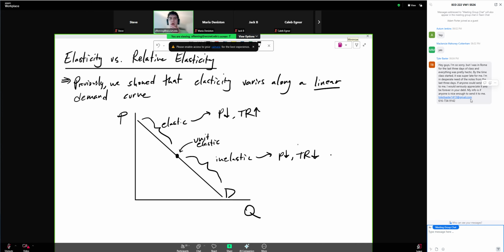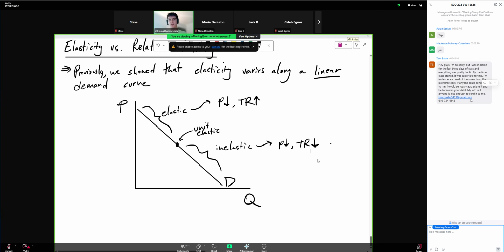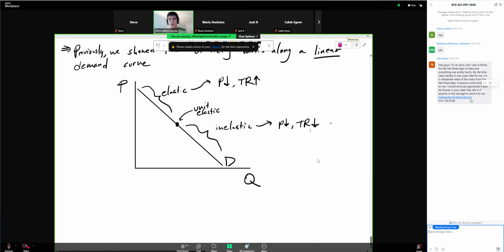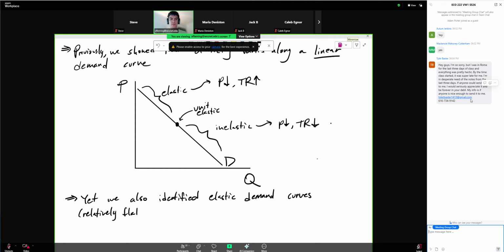Now, we also said earlier, when I talked about the motivation of elasticity and how we classify elastic, unit elastic, and inelastic, that when we say a demand curve is elastic, we mean that it's relatively flat. So while we did separate a linear demand curve like this, we also identified elastic demand curves, those that are relatively flat because they're responsive to price. When there's a change in price, there's a large change in quantity. And inelastic demand curves are relatively steep.